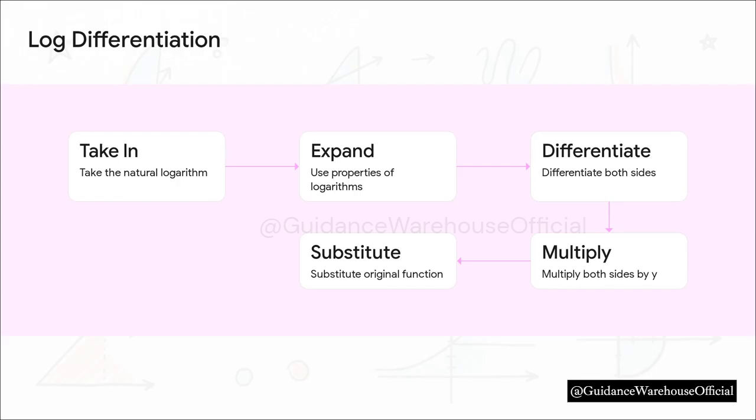Step 3, differentiate both sides using the basic product rule. Step 4, multiply the y back over to the right side to completely isolate your derivative. And finally, step 5, substitute your original function back in for y. Boom! You literally just took an impossible problem and broke it down into completely manageable algebraic steps.